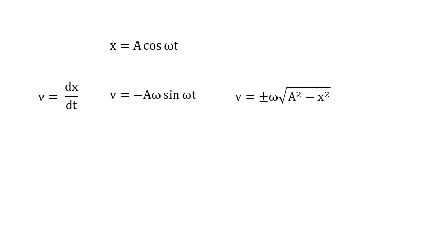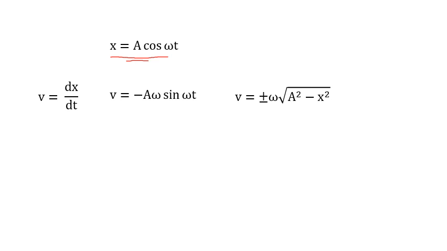Now, velocity, you should know, because you do A-level maths, if you differentiate x, so dx/dt gives you the velocity. And I'm sure you've done differentiating trig functions, haven't you? So if you differentiate cos, you get minus sine, and you get another omega, an extra omega. So v is minus A omega sine omega t.